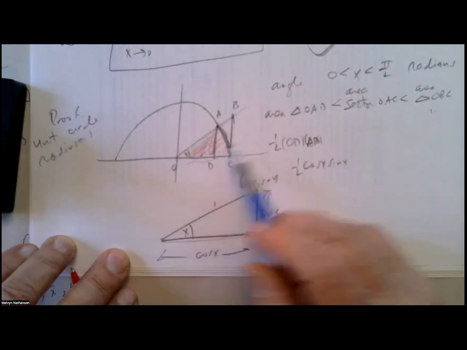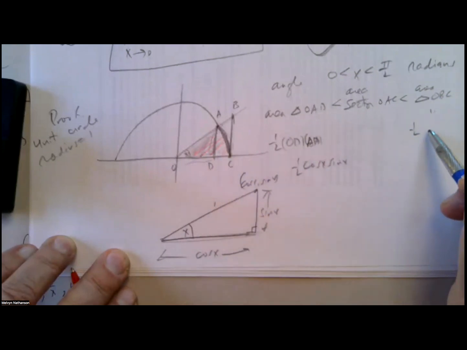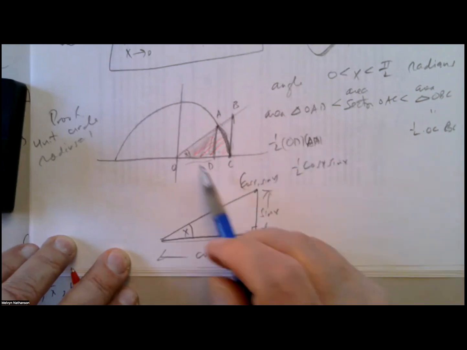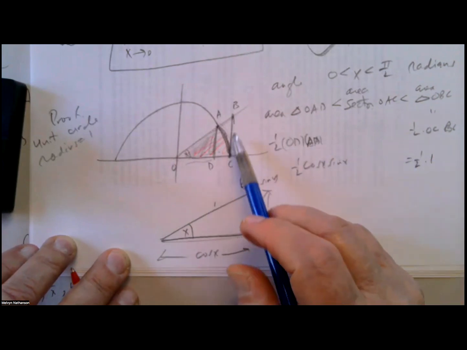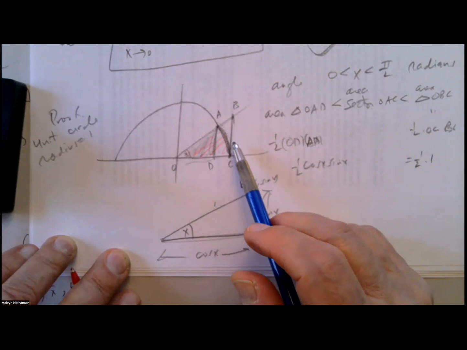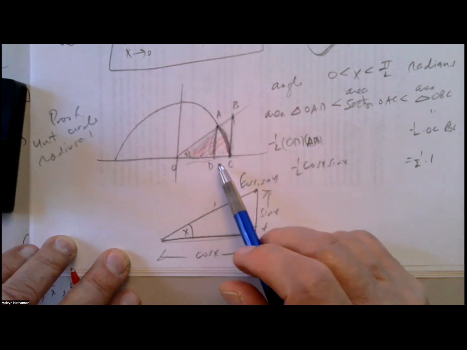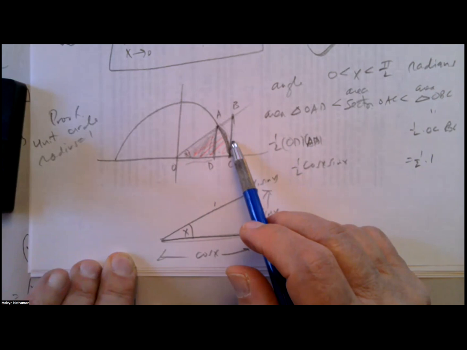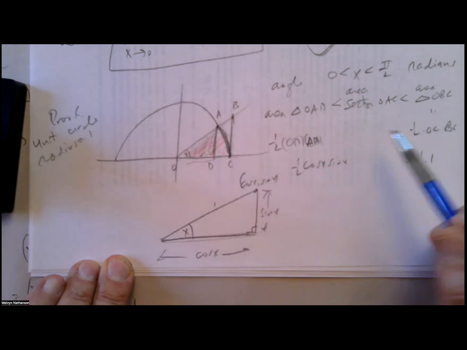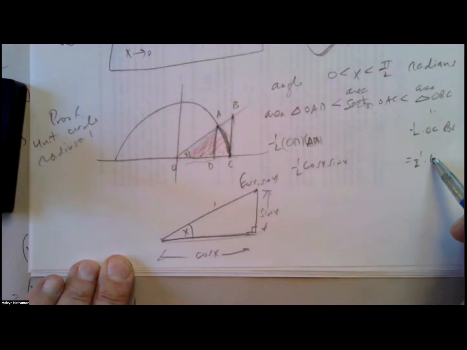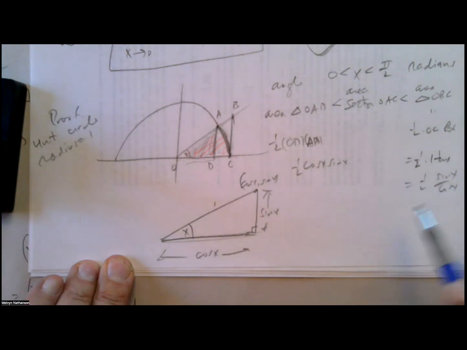The area of triangle OBC is 1/2 the base times the height. This base is 1. And the height, this over this, that's the tangent. Right? BC over OC is the tangent of x, which is sine x over cosine x.